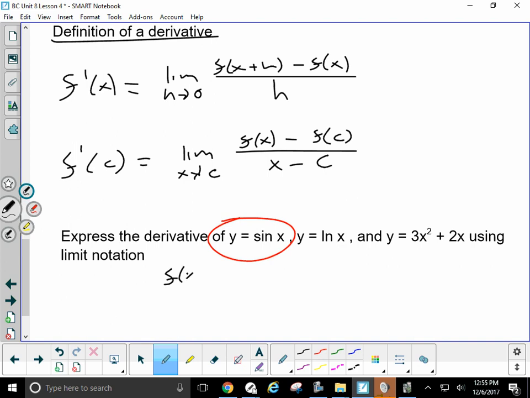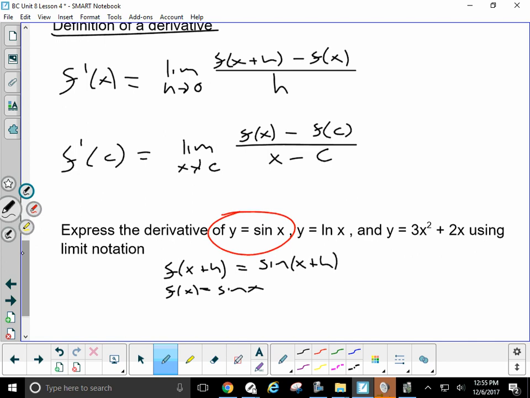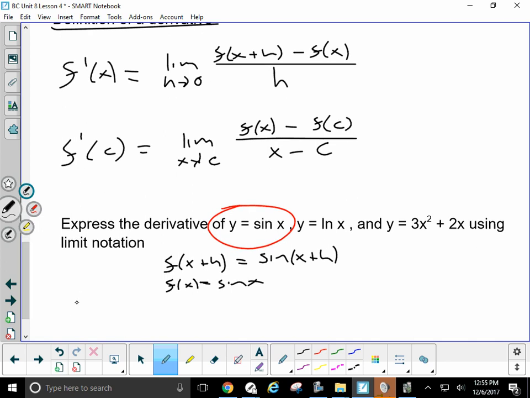First, I have to understand what f of x plus h is. Well, if f of x is the sine function, I'm just putting an x right here. Instead of an x, replace it with an x plus h. It'd be sine of x plus h. I would say that the derivative of sine would be the limit as h approaches 0 of sine of x plus h minus sine of x over h.